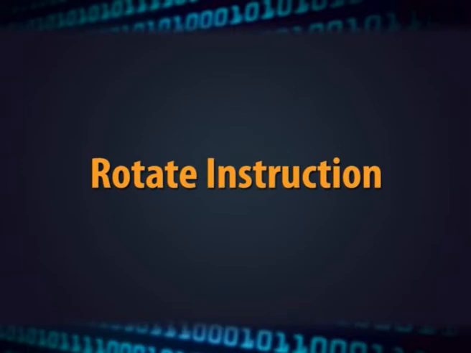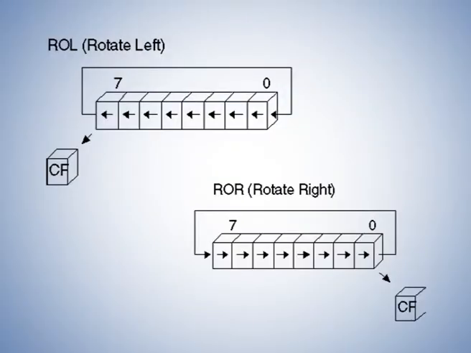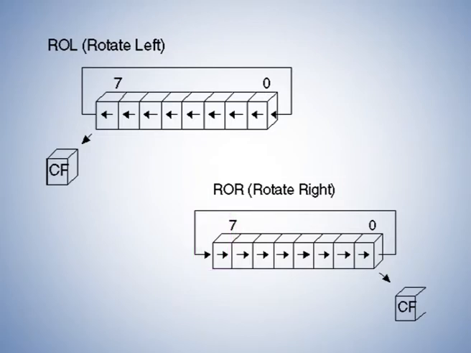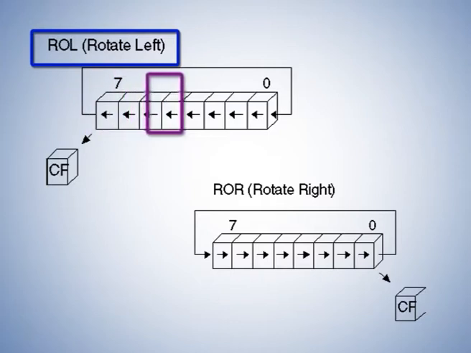Another set of instructions is the rotate instructions. The rotate instructions are similar to shift instructions. The rotate instruction causes the contents of the least significant bit to be reloaded into the most significant bit in the case of the rotate right operation. Similarly, in the rotate left operation, the most significant bit is copied to the least significant bit.